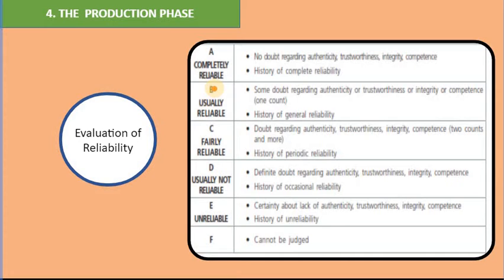And F, reliability cannot be judged. Again, letter F, reliability cannot be judged. Okay, again, F stands for reliability cannot be judged. Okay, for example, completely reliable, letter A.